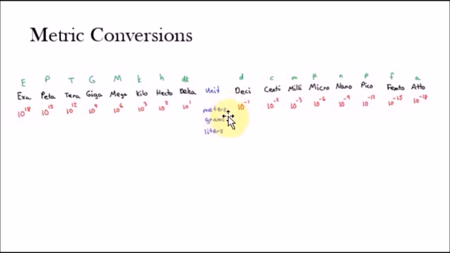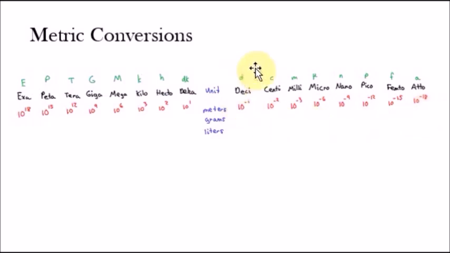So 10 to the minus 1 meters is 1 decimeter, 10 to the minus 2 meters is 1 centimeter, 10 to the minus 3 meters is 1 millimeter. Then we see this jump by 3 now, so 10 to the minus 6 meters is 1 micrometer, 10 to the minus 9 meters is 1 nanometer, and then here we can keep going: pico 10 to the minus 12, femto 10 to the minus 15, atto 10 to the minus 18. Okay?